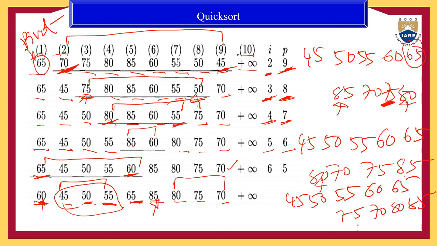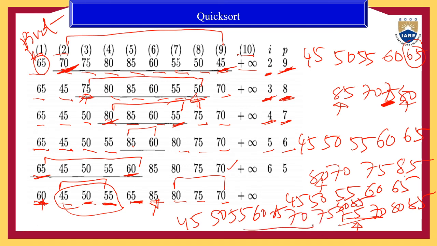Now we choose 75 as pivot element. 75 less than 85? Yes. So we come to this left subarray and interchange these two values. Left subarray is 75, 70. Compare these two values. 75 less than 70? No. Interchange those values. So 45, 50, 55, 60, 65, 70, 75, 80, 85. In this way, we get the sorted array elements by using quicksort.